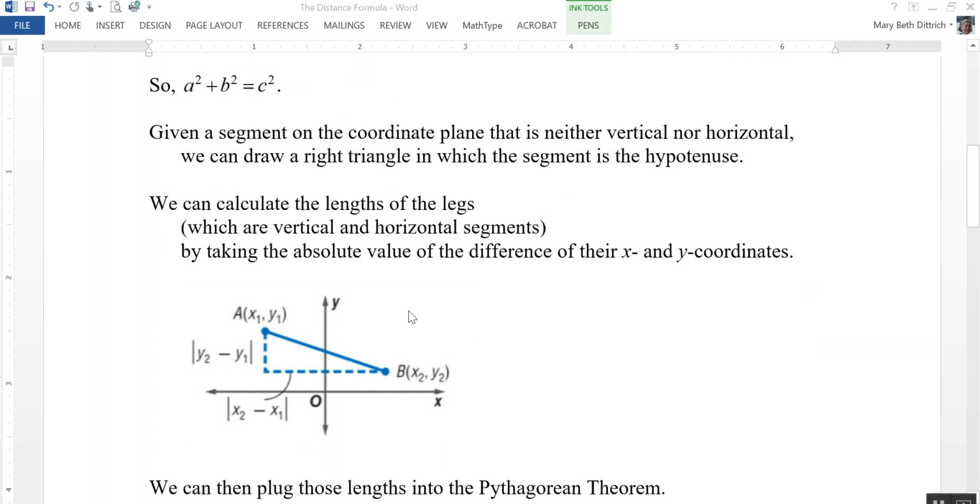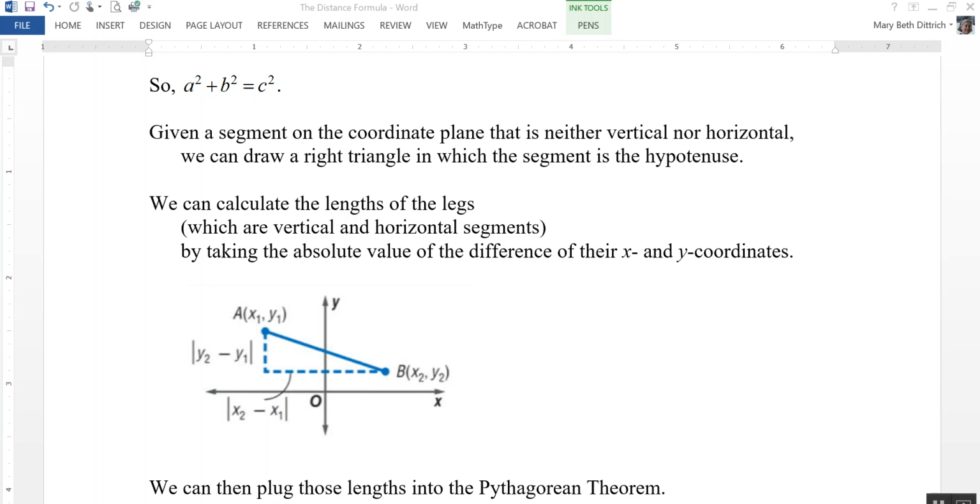Given a segment on the coordinate plane that is neither vertical nor horizontal, so we're not going to worry about distance when it's a vertical segment or a horizontal segment because we can just count, we can draw a right triangle in which the segment we're interested in is the hypotenuse. So for example here, my segment is AB, and notice that it is not vertical or horizontal, it is slanted. So I can draw this vertical segment and this horizontal segment to create a right triangle.